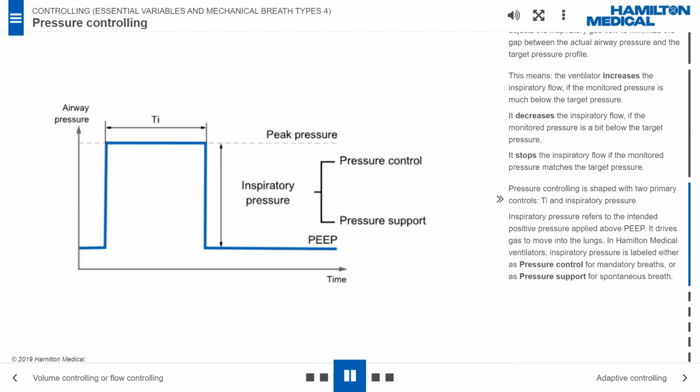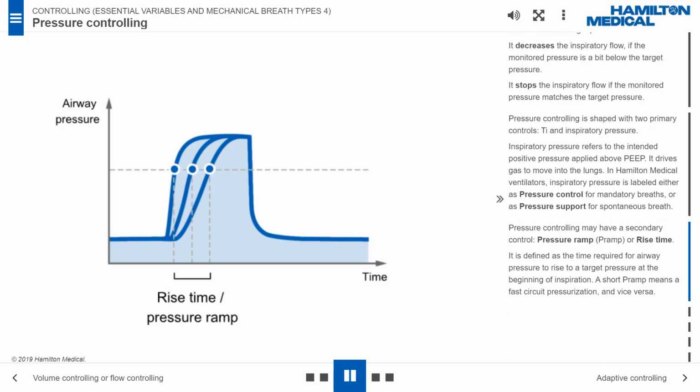Pressure controlling is shaped with two primary controls, TI and inspiratory pressure. Inspiratory pressure refers to the intended positive pressure applied above PEEP. It drives gas to move into the lungs. In Hamilton medical ventilators, inspiratory pressure is labeled either as pressure control for mandatory breaths, or as pressure support for spontaneous breaths. Pressure controlling may have a secondary control, pressure ramp, P ramp, or rise time. It is defined as the time required for airway pressure to rise to a target pressure at the beginning of inspiration. A short P ramp means a fast circuit pressurization, and vice versa.